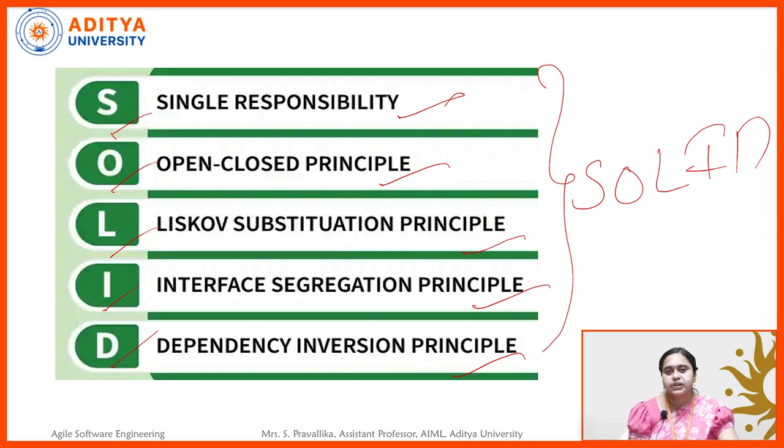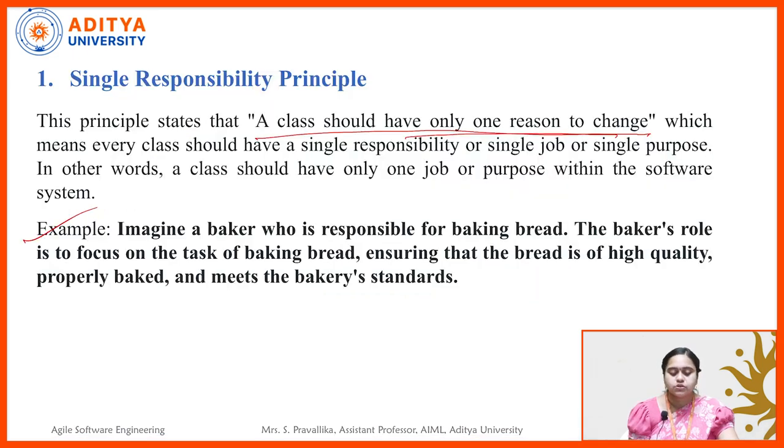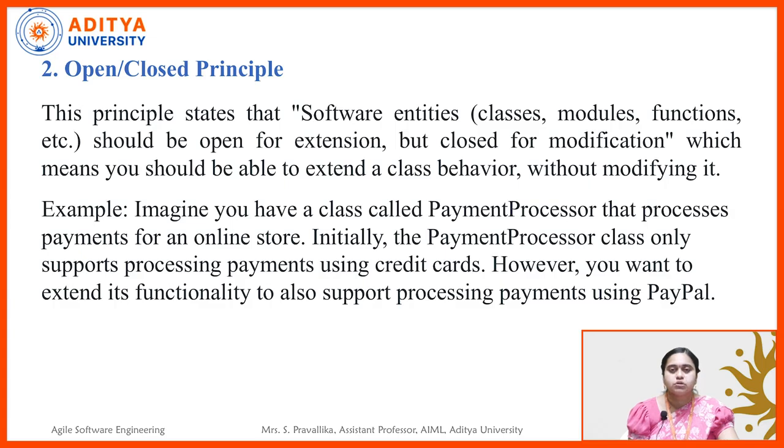So let us move to the next one, open closed principle. So what does this open closed principle state? This principle states that software entities, in the sense of classes, modules, functions, etc., all of these come under software entities, should be open for extension but closed for modification. So that means software entities like classes, modules, functions should be open for extension but closed for modification.